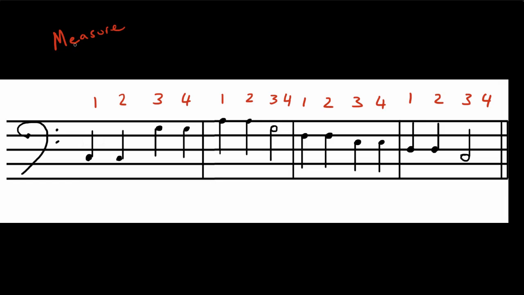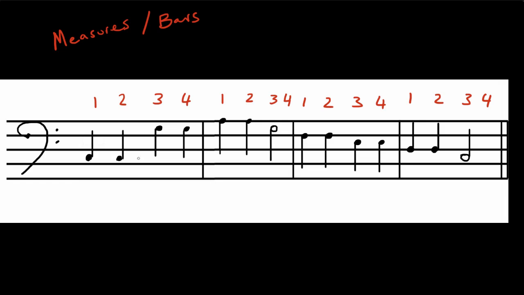This is the general term in the United States, and in the UK and other parts of the world we sometimes call them bars. And so these groups of 4 beats are known as measures. So each one of these is a measure or a bar. And so we could talk about this melody as having 4 measures or 4 bars, and that just means that the melody is nicely divided up into 4 groups of 4 beats.